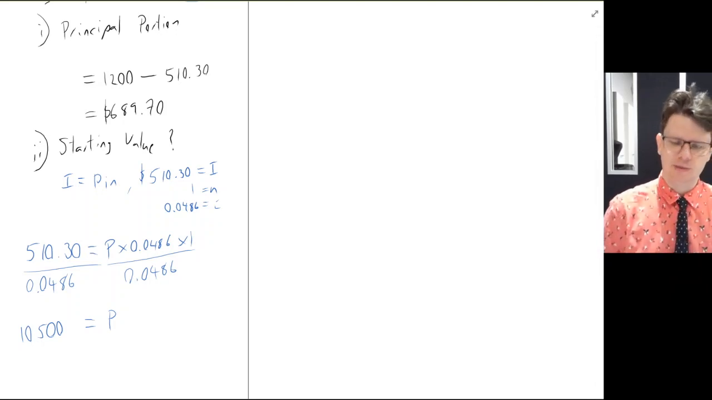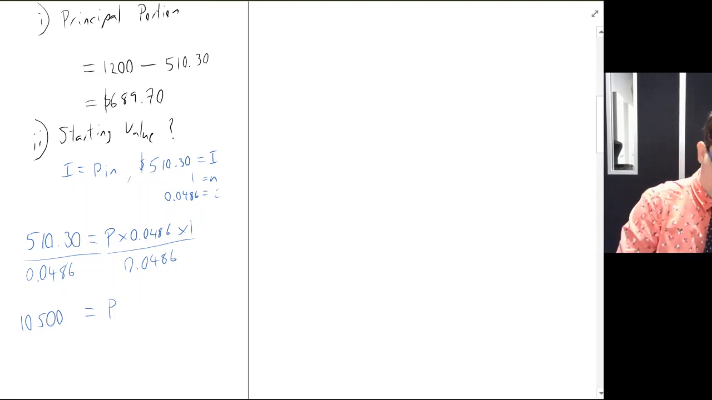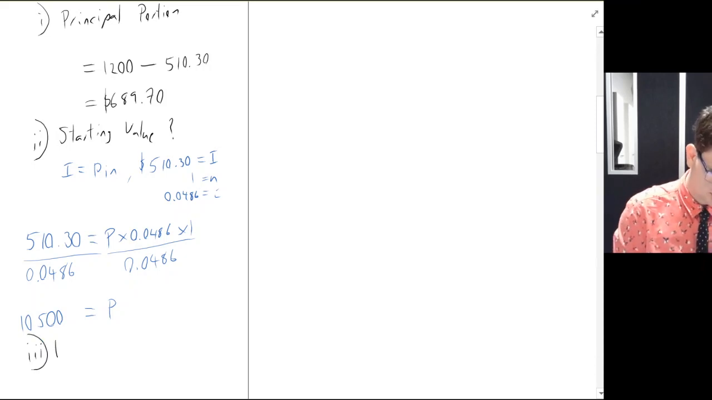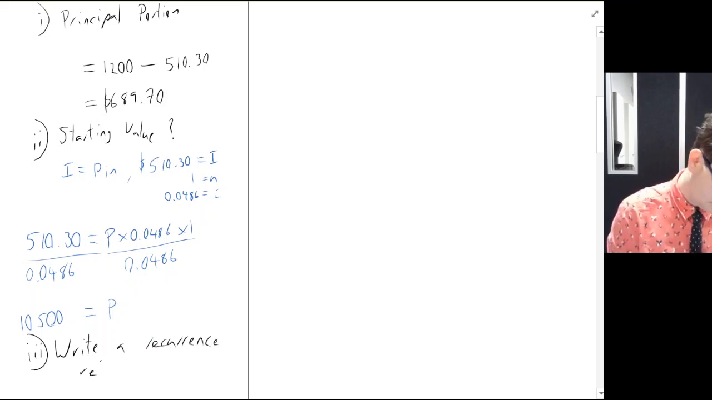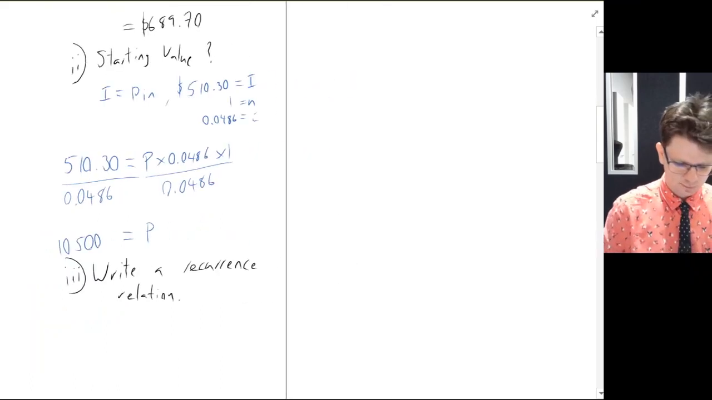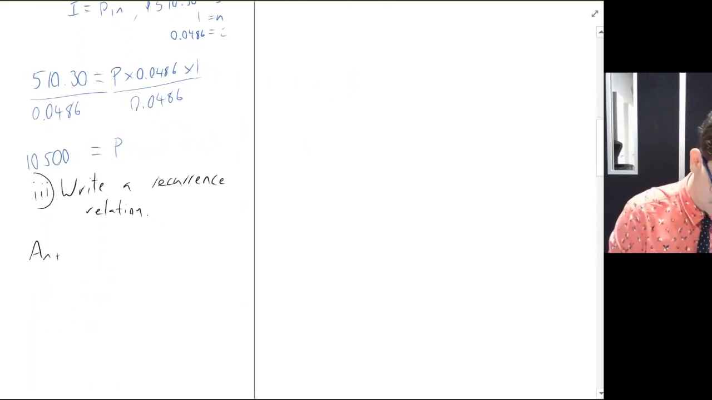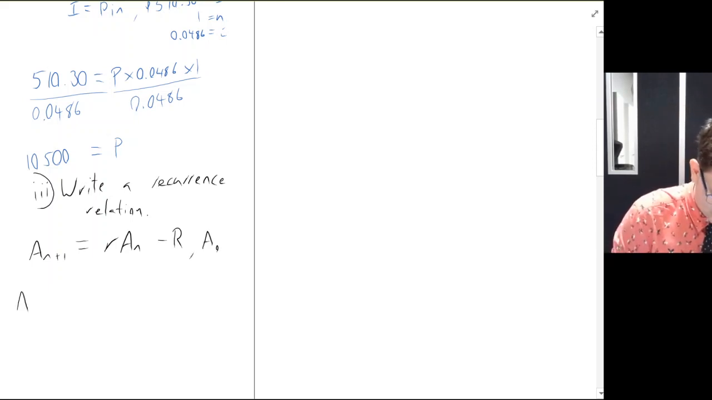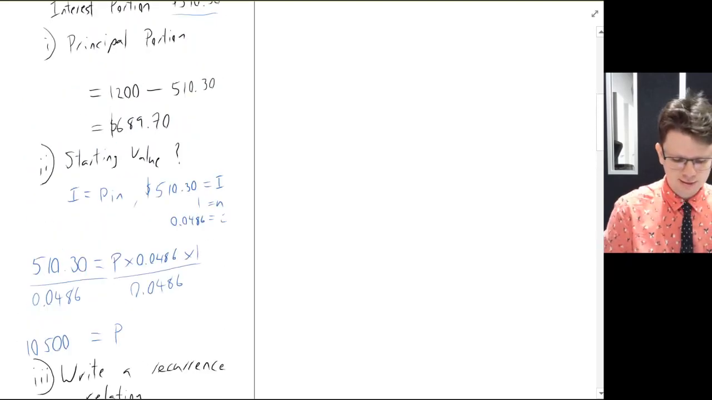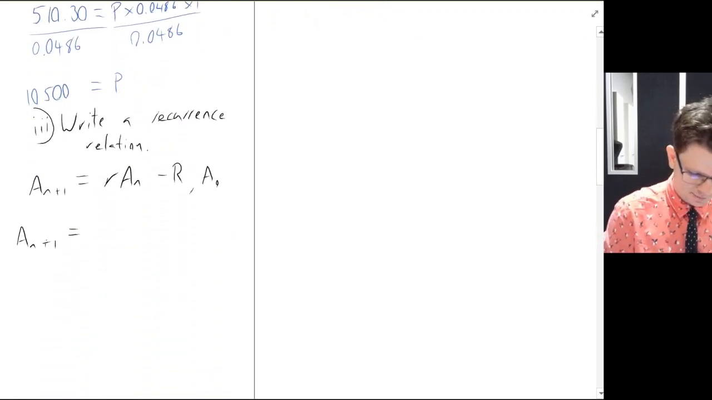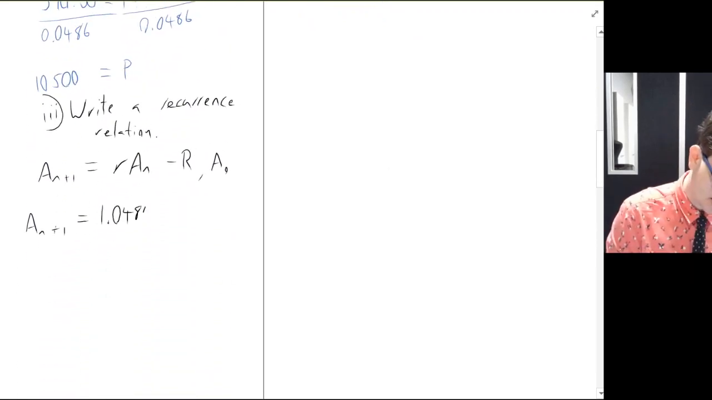And now that I know what my starting value is, well, I can now write the third part, which is write a recurrence relation. So in this case, it's going to be A_{n+1} equals R A_n minus capital R, where we're with an A naught, and so my rate from the beginning, 4.86, is going to give me 1.0486 A_n. My repayments were 1,200, and my starting value I just figured out was 10,500.